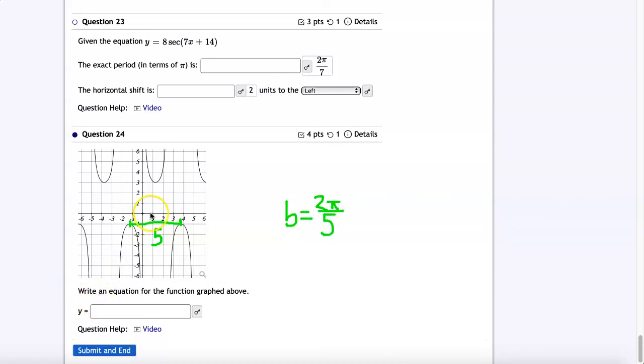So here I'm going to next want to figure out, is this sine or cosine? Since the graph does start out by going up and then it comes back down, that is going to be a sine graph. So I'm going to see a 2. Then I'm going to say that the reciprocal of sine is cosecant. So I would have the cosecant. Next, the b value is 2 pi fifths.